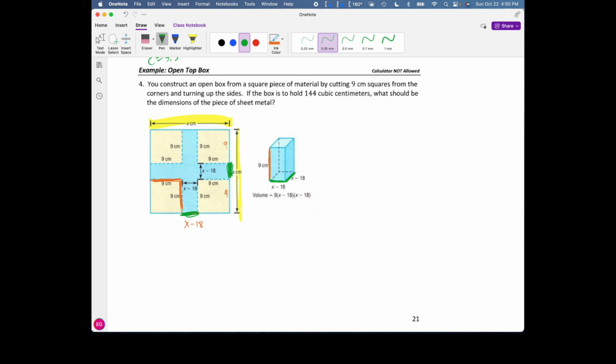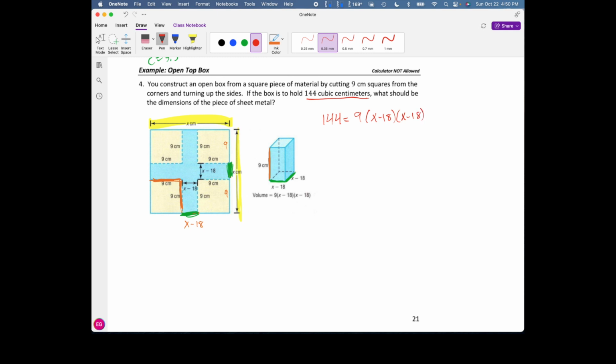So our volume, which is length times width times height, will be 9 times x minus 18 times x minus 18. And they told us that our volume needs to be 144. So we can start off by actually saying the volume is 144, and then we do our length times our width times our height. Okay, so we end up with this.